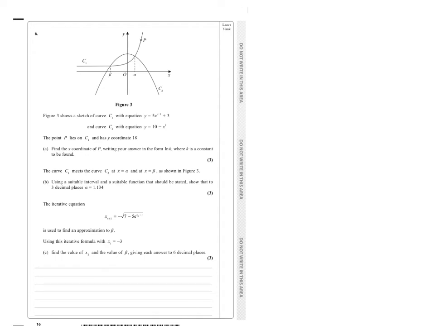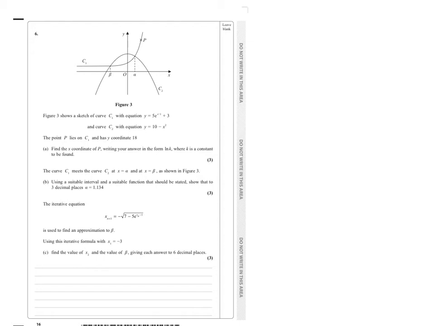Question 6. Figure 3 shows a sketch of curve C1 with equation y equals 5e to the power of x minus 1 plus 3, and curve C2 with the equation y equals 10 minus x squared. The point P lies on C1 and has y coordinate 18. Find the x coordinate of P, writing your answer in the form ln k, where k is a constant to be found.